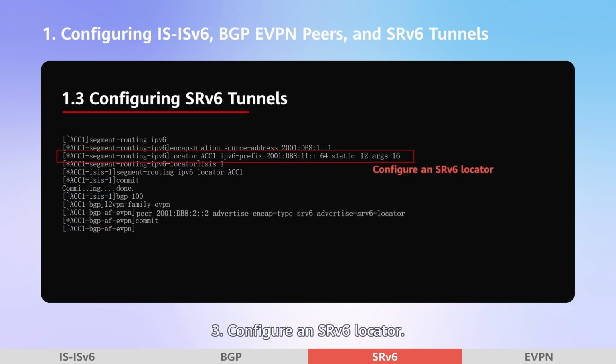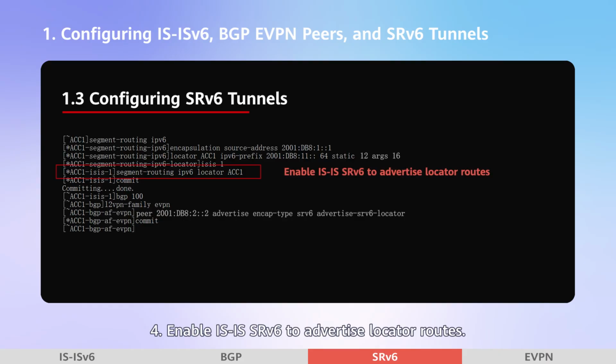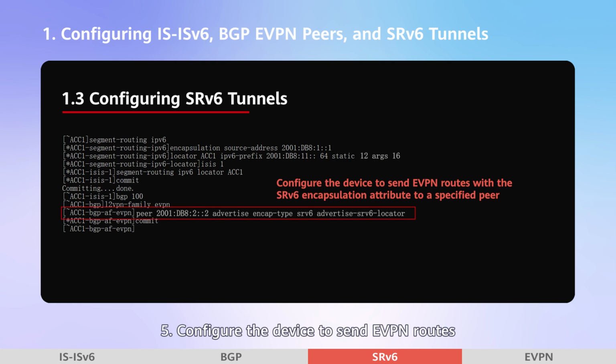Third, configure an SRv6 locator. Fourth, enable SRv6 to advertise locator routes. Fifth, configure the device to send EVPN routes with the SRv6 encapsulation attribute to a specified peer.